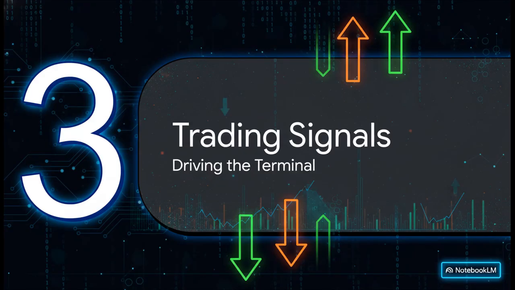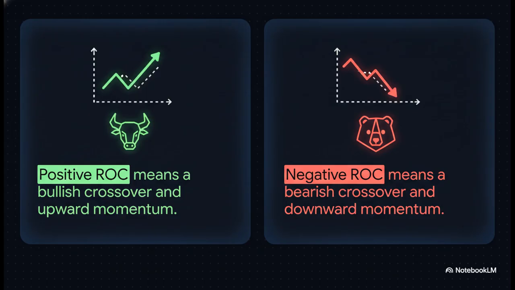All right, let's get into Section 3, interpreting trading signals, driving the terminal. At its absolute most basic level, interpreting the ROC is all about tracking crossovers of that central zero line we mentioned earlier. When the ROC indicator moves from negative territory up into positive territory, boom, it triggers a bullish crossover signal. That indicates upward momentum is officially taking over.